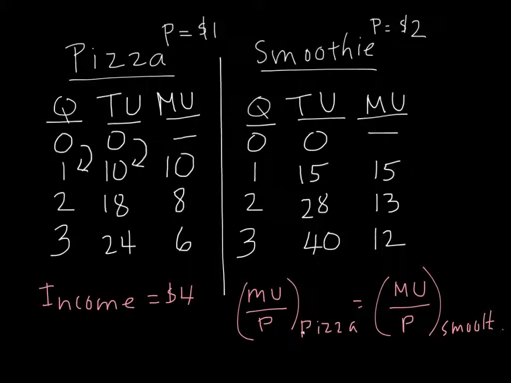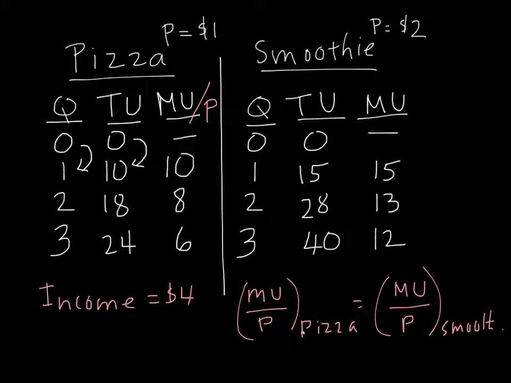So we have to first calculate the marginal utility per dollar for each of these goods. Pizza is easy because the price is $1. So when we divide the marginal utility by that $1, we're still going to have the same number. So we can simply label this column marginal utility per dollar, and these numbers are still accurate: 10, 8, and 6.